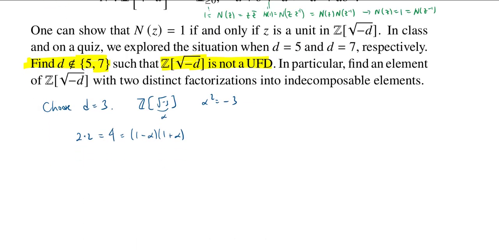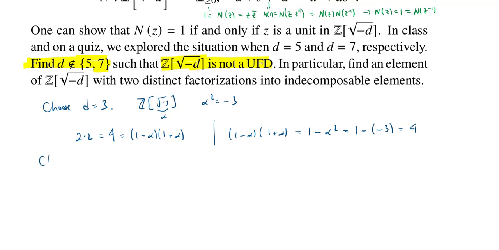All right? And of course, the left side, I assume everybody believes that. The right-hand side, 1 minus alpha, 1 plus alpha, you can distribute. It's a difference of squares, so this is 1 minus alpha squared, but alpha squared is minus 3, and 1 minus the opposite of 3 is 4. Okay, but now we need to verify that we actually have indecomposable elements. I'm going to make a general argument that's going to hit all 3 of these different numbers at once.